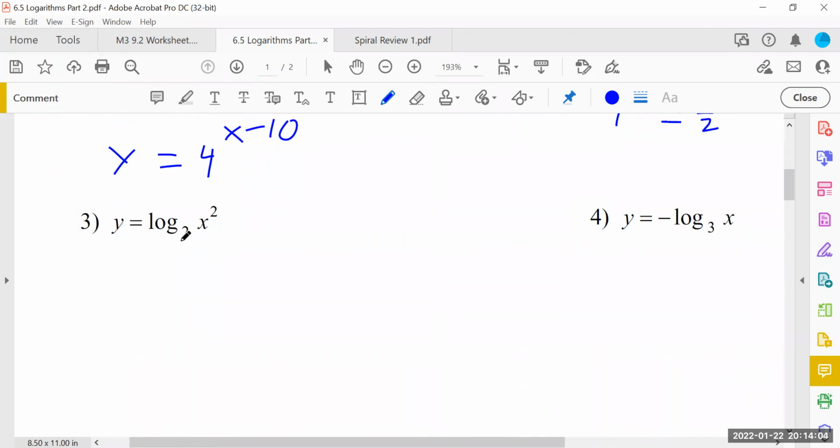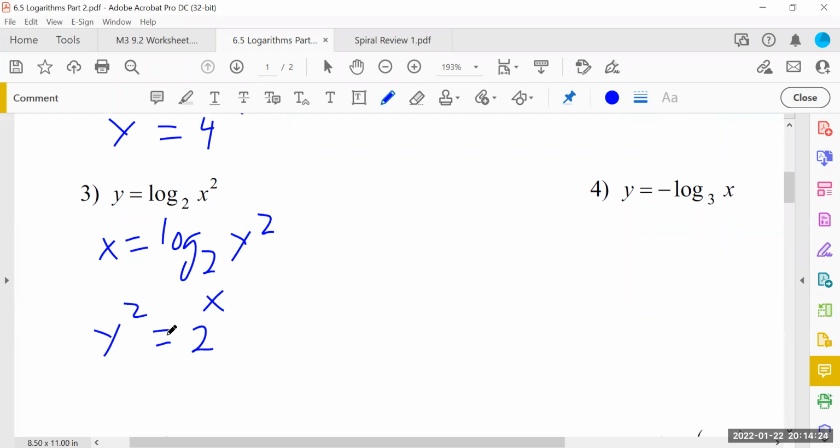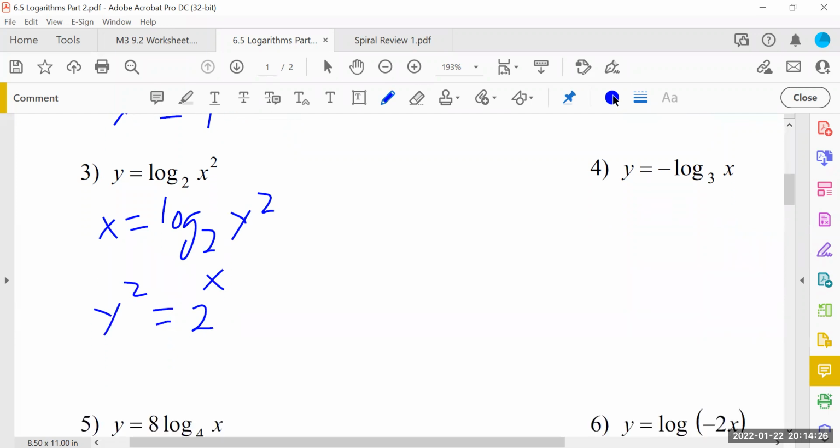So this one, a little bit easier. Log's already by itself. To switch the x and the y, x is equal to log base 2 of y squared. So then the 2 comes down, 2 to the x power is equal to y squared. Again, this one's pretty good, except we can really finish that one without too much trouble by taking the square root. We've done that before, solving for a variable that's to a second power.